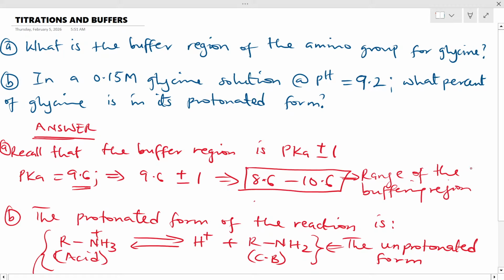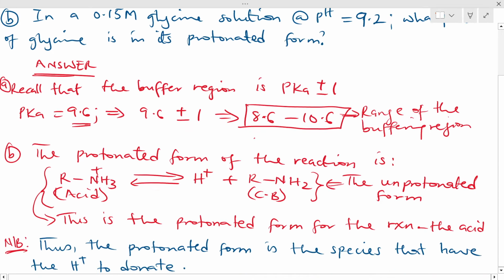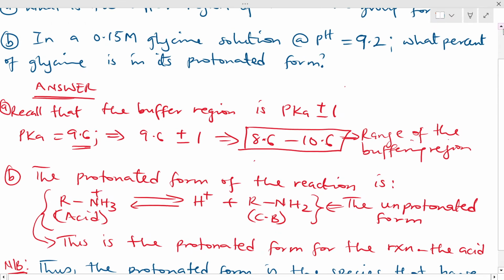Alright, then the B part of the question, which is also very important, is that in a 0.15 molar glycine solution at pH 9.2, what is the... let me see the question clearly here. What percent of glycine is in its protonated form?